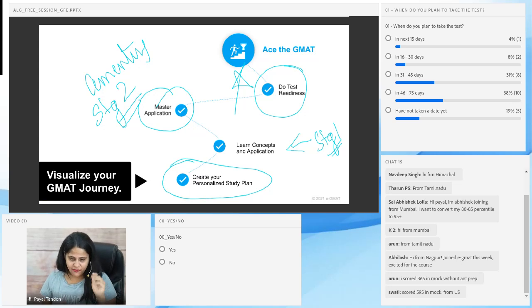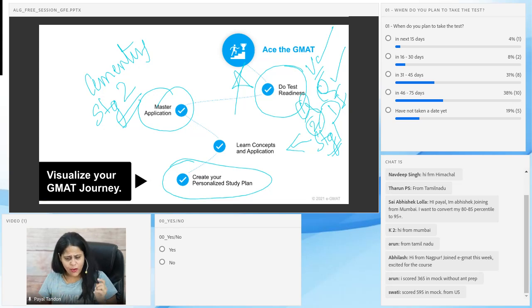And test readiness has a very set recipe. It should not be done only at the end of all your prep. It needs to be weaved into your entire prep, which means that after you're done with verbal, you need to do test readiness. After you're done with quant, you need to do test readiness. After you're done with DI, in fact, while you're doing DI, there are two stages of test readiness. Again, all of this recipe is built into the entire program that we have.